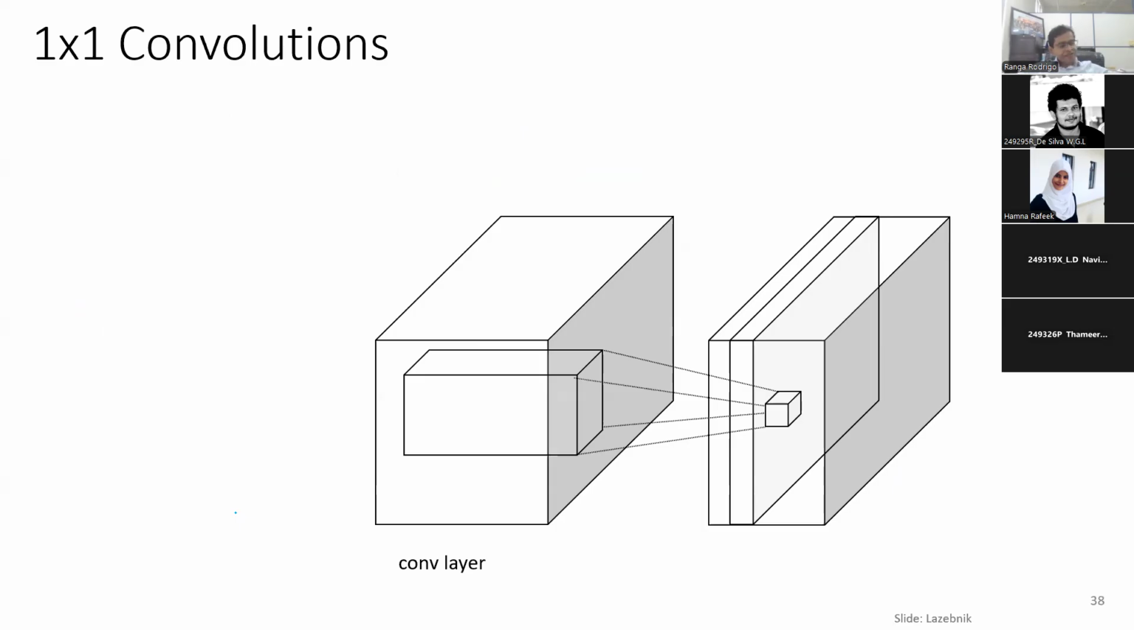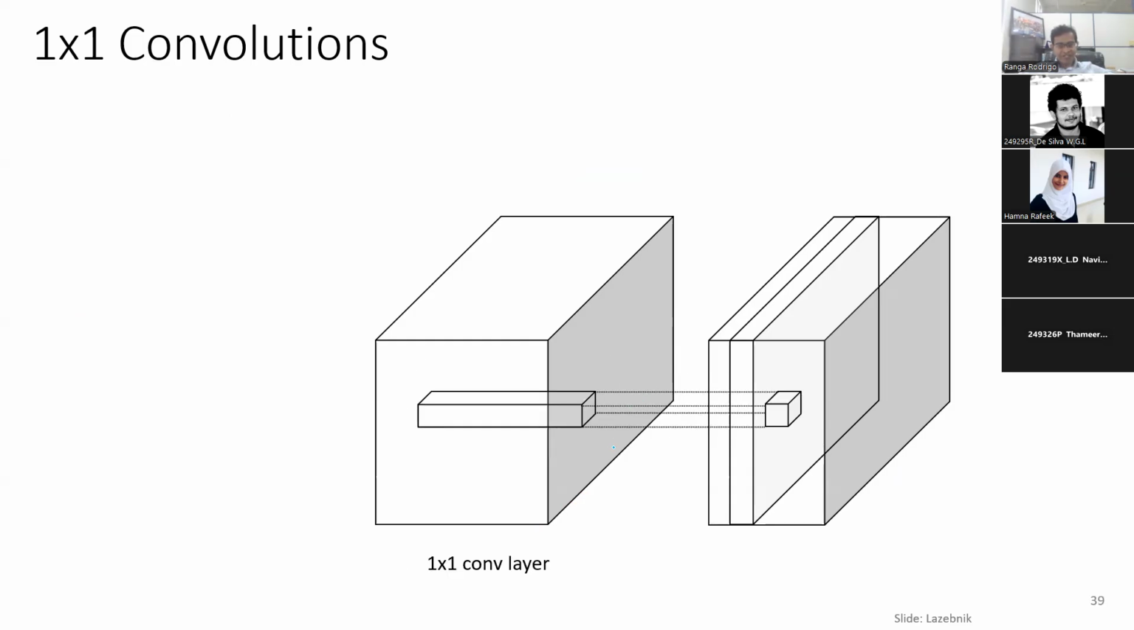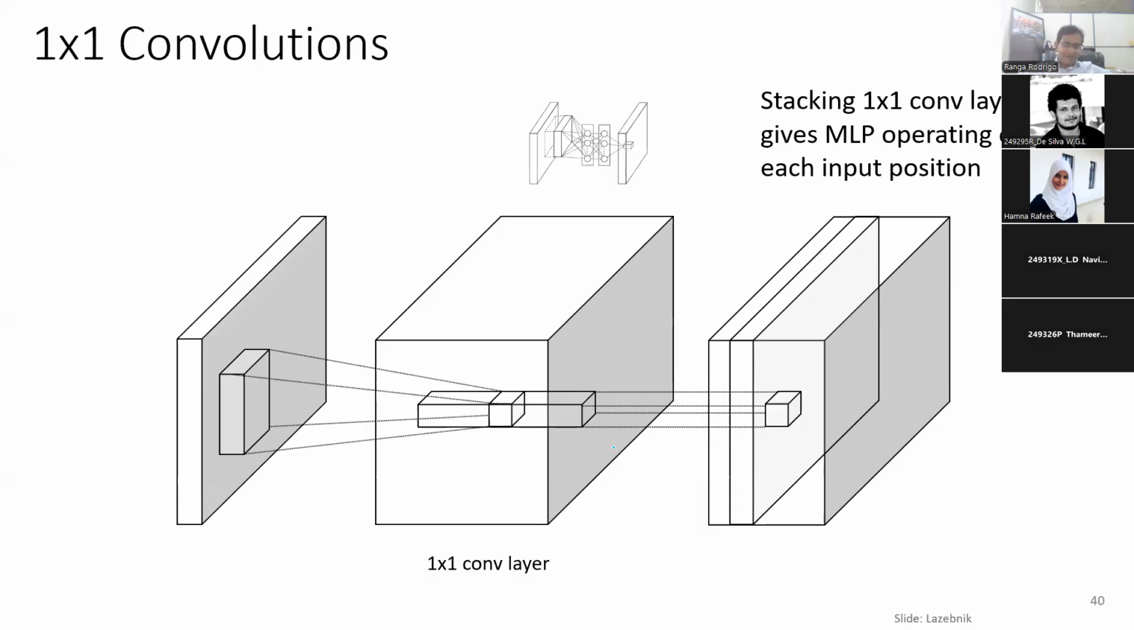So then there are the things called one-by-one convolutions. What it means is, instead of the spatial extent of the convolution kernel being 5 by 5, we keep it as 1 by 1. Then it's called a one-by-one convolution. I hope that's clear. It is like stacking 1 by 1 convolution layers gives an MLP operating on each input position, something like that.